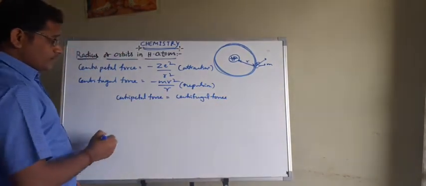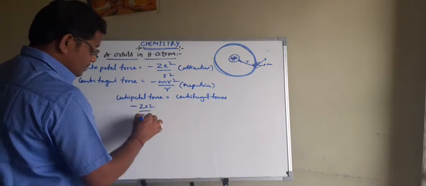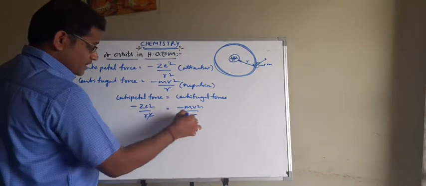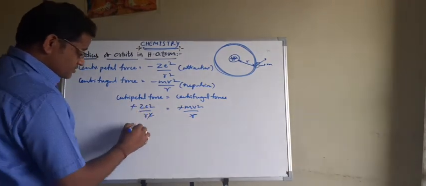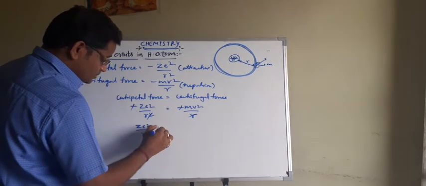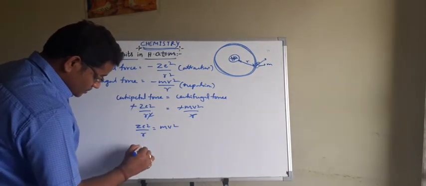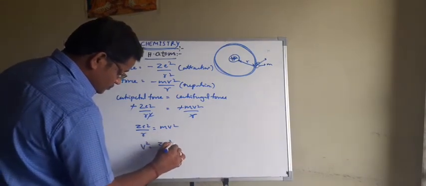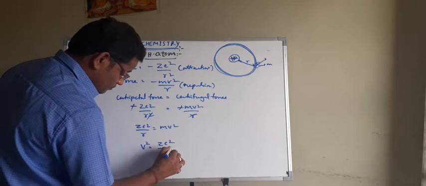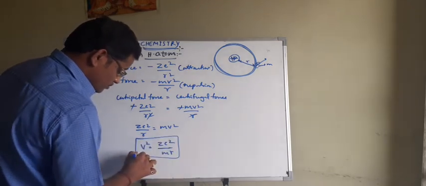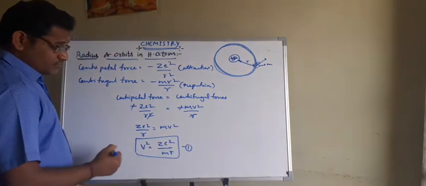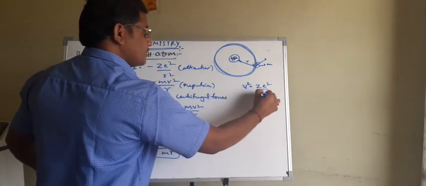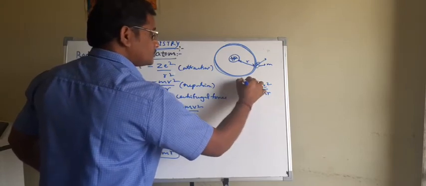Then the centripetal force: minus Ze square by r square equals minus mv square by r. The r cancels, and minus with minus also cancels. Then Ze square by r is equal to mv square. So from this equation, v square is equal to Ze square by mr. This is equation 1, and you have to remember this one. What is equation 1? v square is equal to Ze square by mr.